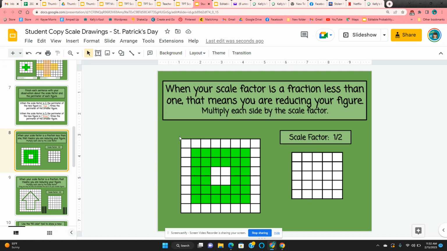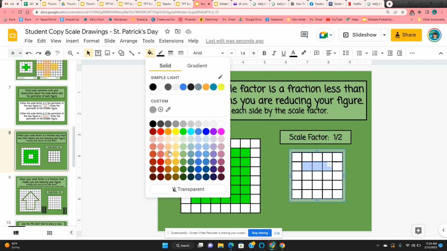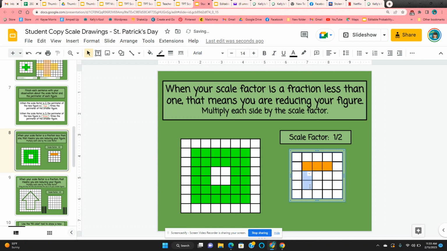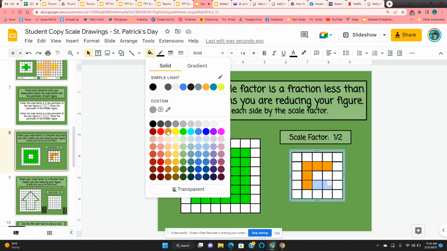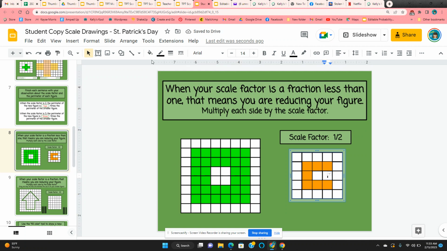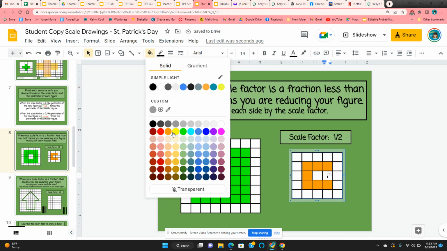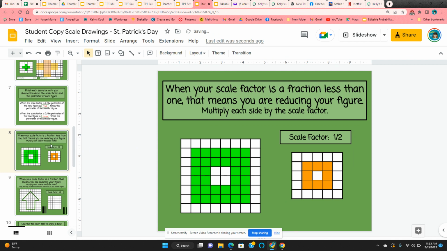Now they get a little bit different shape. Now this is a scale factor of 1/2. So if you have a scale factor that is a fraction less than 1, that means it's going to reduce in size. So they're going to take each one of these sides and they're going to divide by 2. That's just going to look something like this. It just makes it more of a challenge to the students.